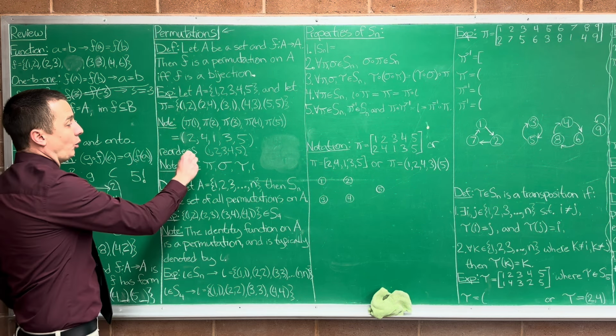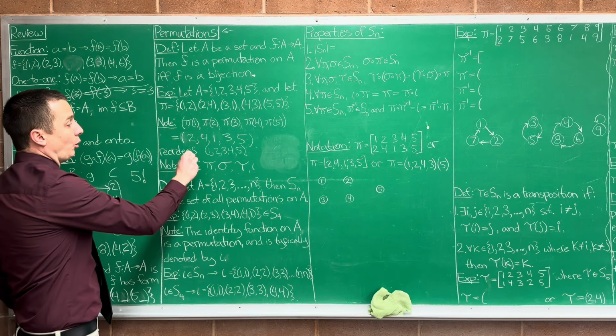All right. Definition now. Let A be some set that has the numbers 1, 2, 3, dot, dot, dot, all the way up to n. So there's n things in there. Good so far? We will use S sub n as a shorthand for talking about the set of all permutations on A.